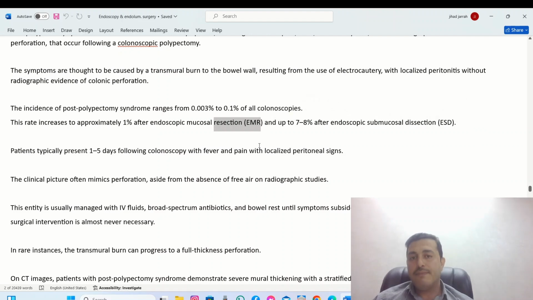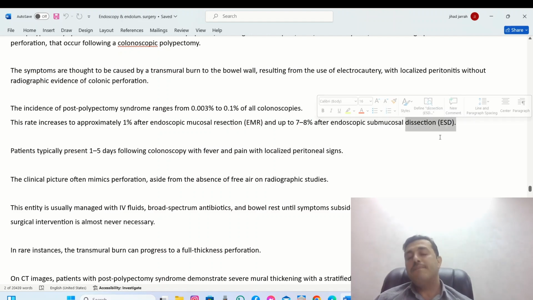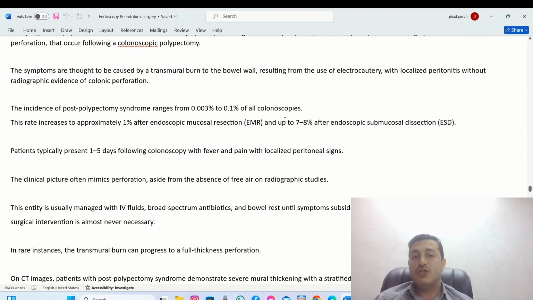What do we mean by endoscopic mucosal resection? And also with endoscopic submucosal dissection. We will discuss these modalities in the endoluminal surgery lecture. It's removing the polyp with the surrounding mucosa, or even with the submucosa. Of course, the risk is higher with submucosal dissection than with mucosal resection.